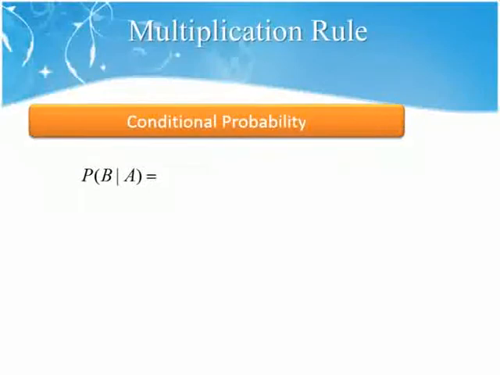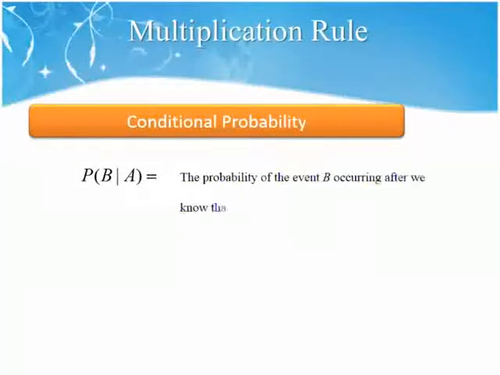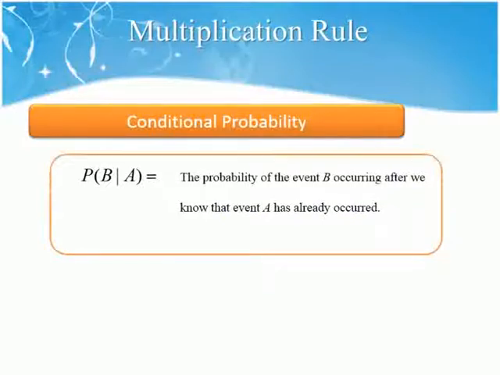So what's going on? Well, let's first talk about this concept of conditional probability. That is, the probability of some event B happening once we already know that A has occurred.